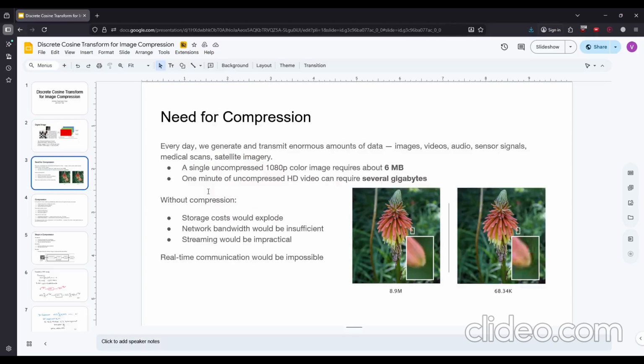Every day, we generate and transmit enormous amounts of data: images, videos, audio, sensor signals, medical scans, satellite imagery. A single uncompressed 1080 pixel color image requires about 6 megabytes. 1 minute of uncompressed HD video can require several gigabytes. Without compression, storage costs would explode, network bandwidth would be insufficient, and real-time communication would be impossible.